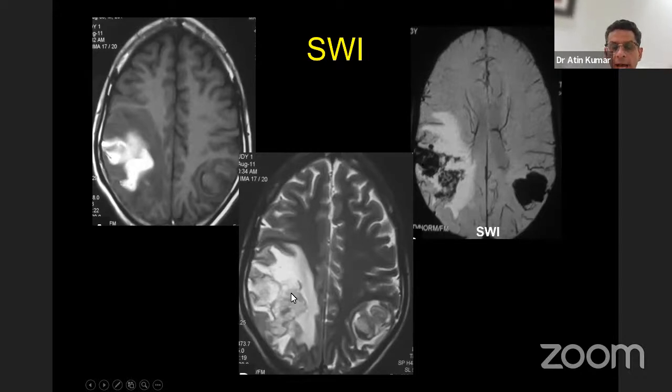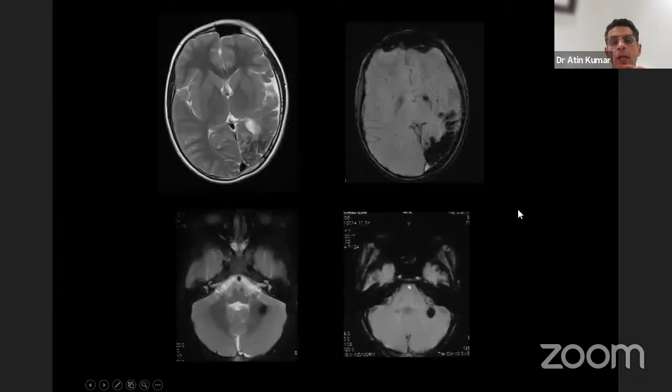So it was appearing dark on T2, but it is appearing significantly dark on these sequences, and it can identify bleed. So if you're suspecting bleed, we ask for a susceptibility weighted sequence or a gradient sequence, and it can clearly detect the bleed. And I'll show you multiple examples as I go along.